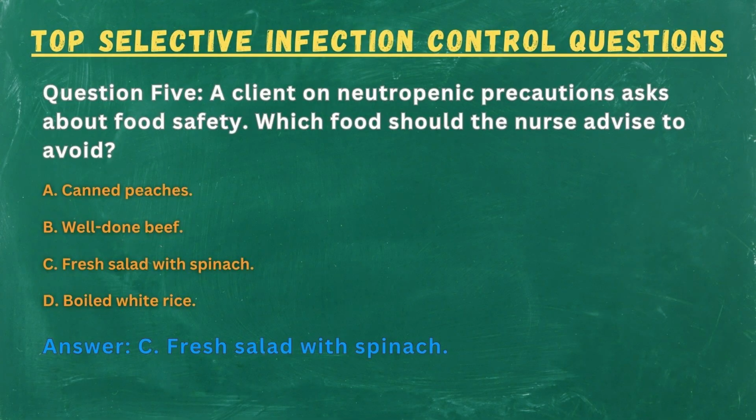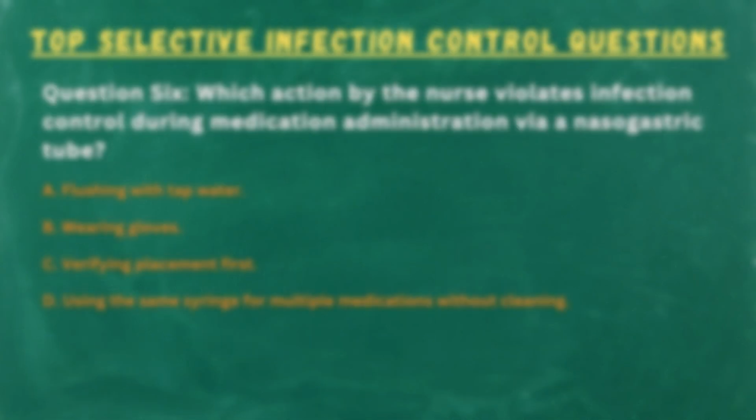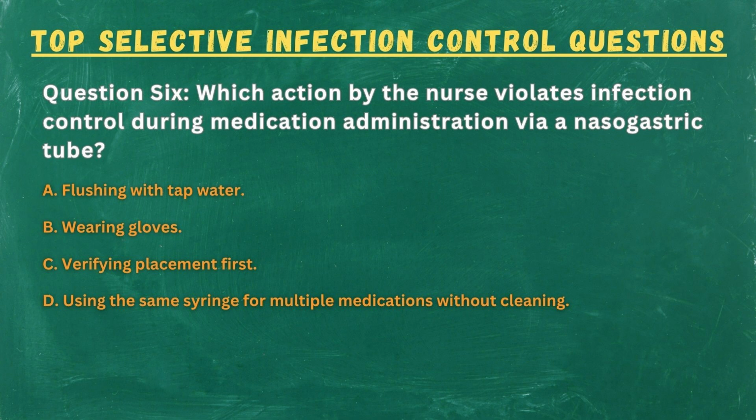Answer. C. Fresh salad with spinach. Question 6. Which action by the nurse violates infection control during medication administration via a nasogastric tube? A. Flushing with tap water. B. Wearing gloves. C. Verifying placement first. D. Using the same syringe for multiple medications without cleaning.